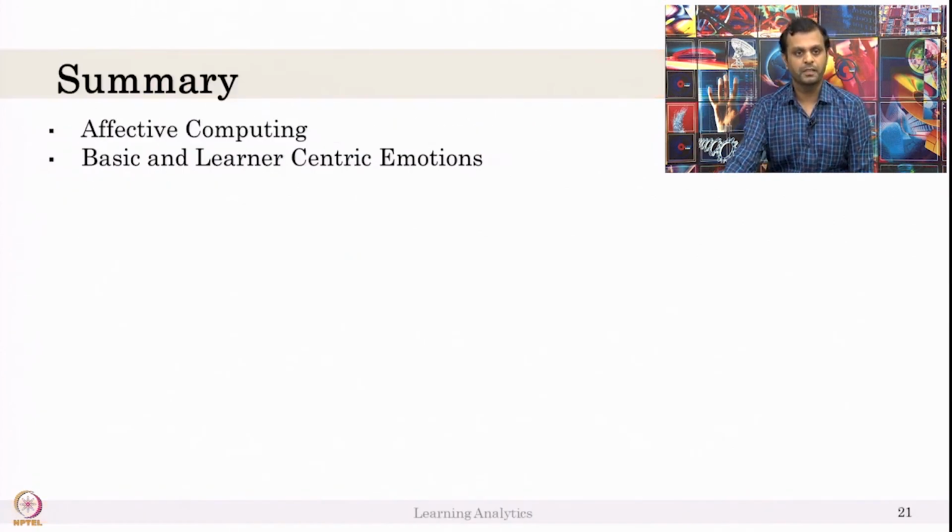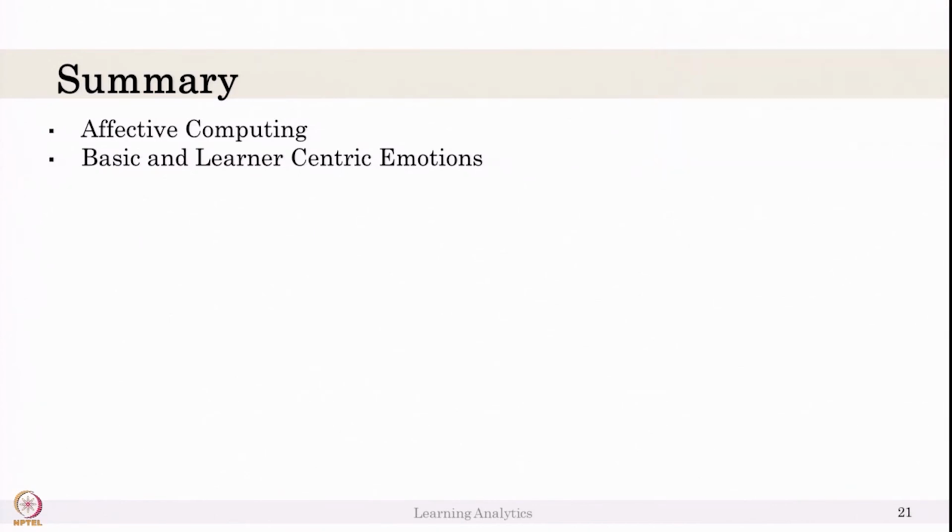So, in this slide we saw what affective computing is and what basic and learner centric emotions are, and how to detect the basic emotions from iMotions kind of webcam based automatic systems or OpenPose, and how learner centric emotions can be detected from log data or other data if you have human observation or self reporting as the label data.